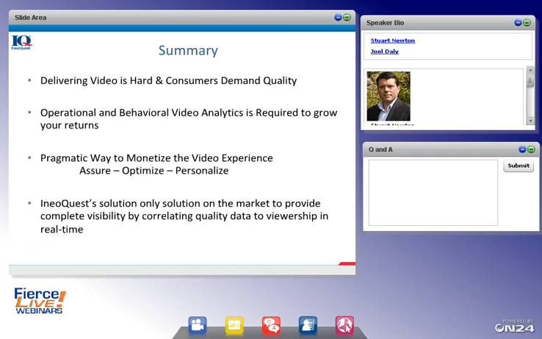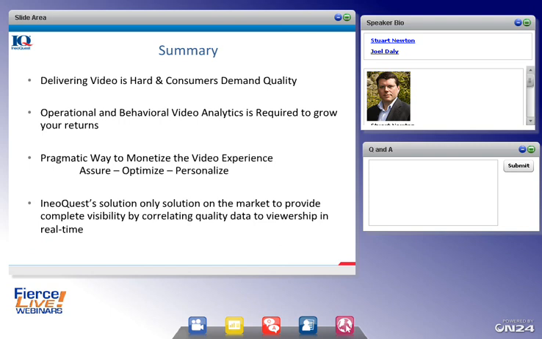We've put this solution together because we understand delivering video is hard. Consumers demand high quality. You need to have visibility not only of the operational piece of your network, but the behavioral piece of your network. Understanding that direct relationship between the behavior and quality, understanding over time how to gather that information and monetize it in a pragmatic way. So assuring that the video is good in the head end through the network to the end, to be able to optimize the way you deliver that video in your network infrastructure to save cost, and then ultimately understand who's watching what on what devices and how I can push content to those different regions and how I can target advertising.